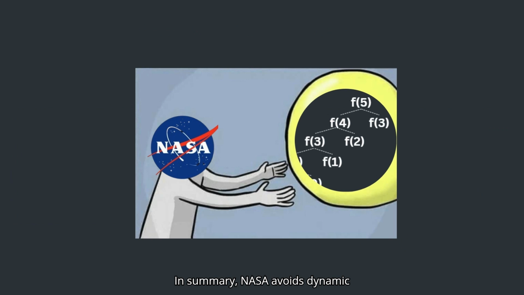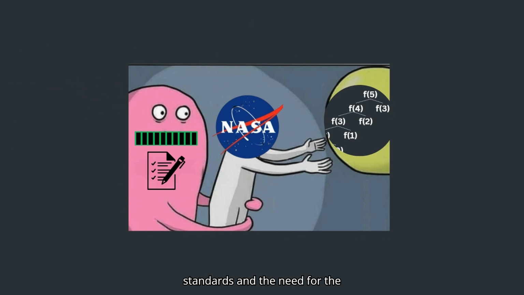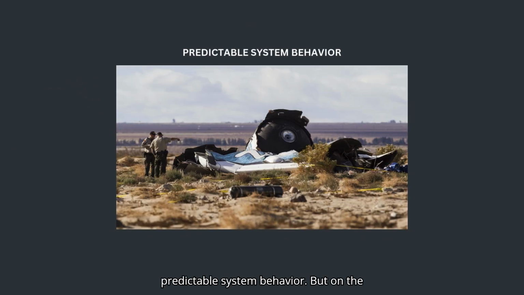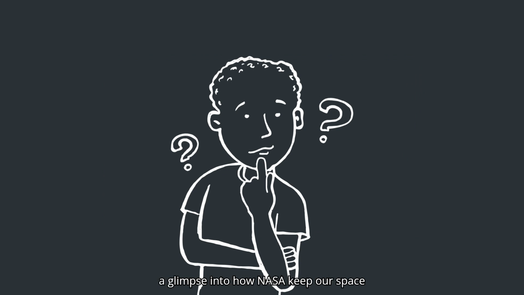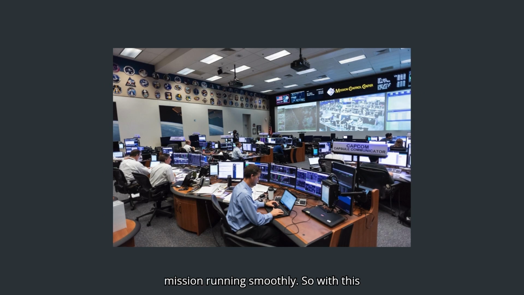In summary, NASA avoids dynamic programming in space due to memory constraints, safety critical coding standards, and the need for predictable system behavior. But on the ground, it's a different story. By understanding these trade-offs, we get a glimpse into how NASA keeps our space missions running smoothly.